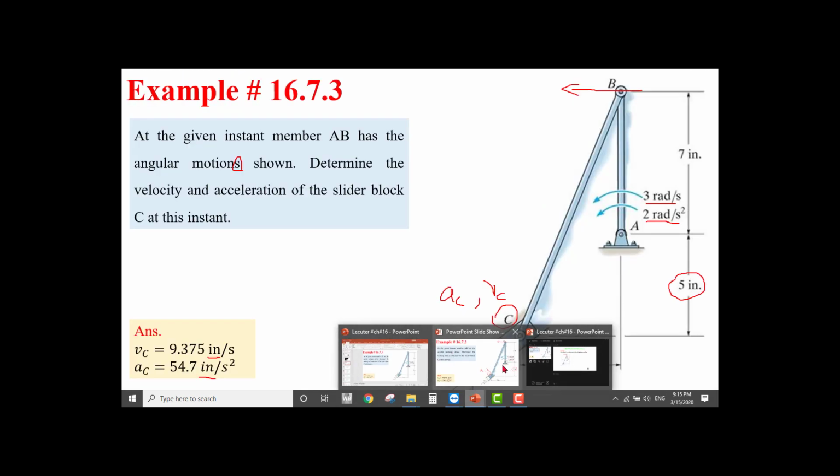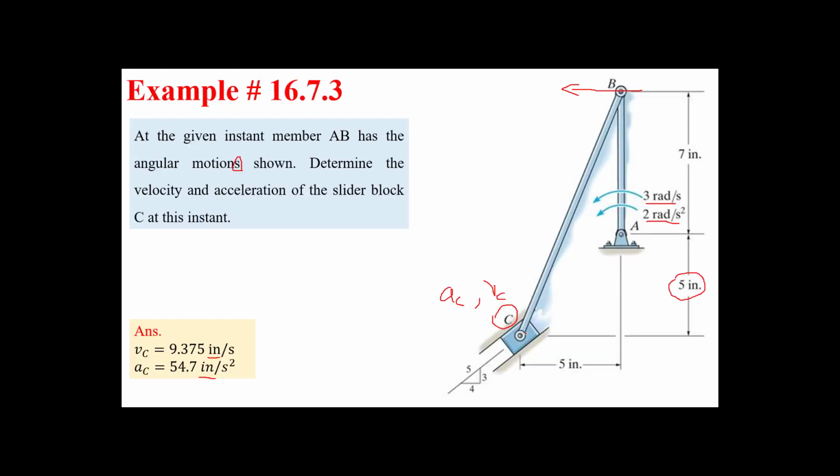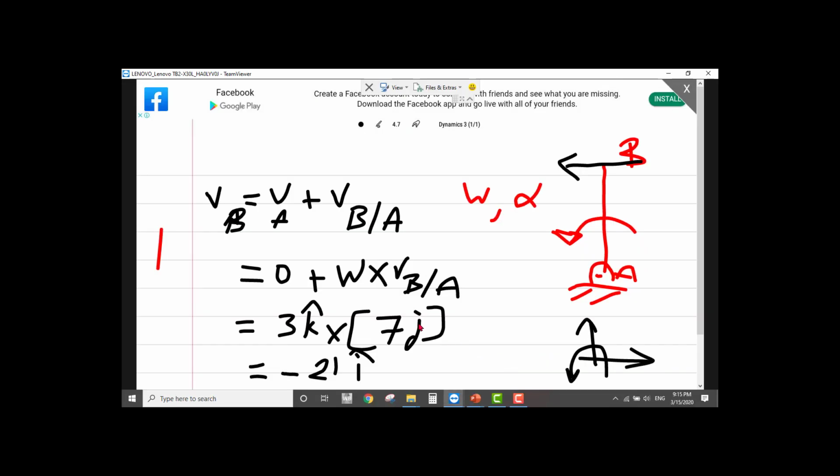Okay. How about C? C is sliding at this point, so point C moves in this direction. So it will have velocity in the negative j direction and velocity in the negative i direction. This is x and here this is y. Okay, this is our expectation and it should be correct.